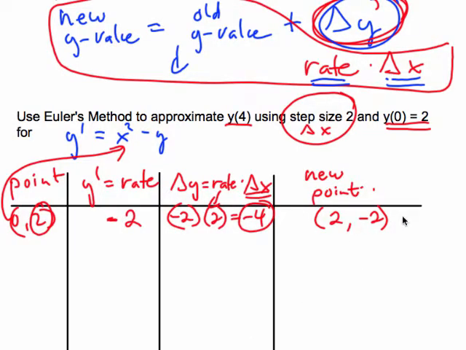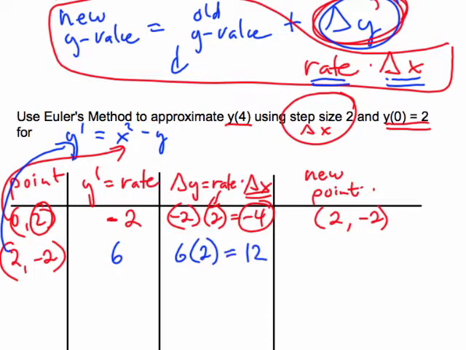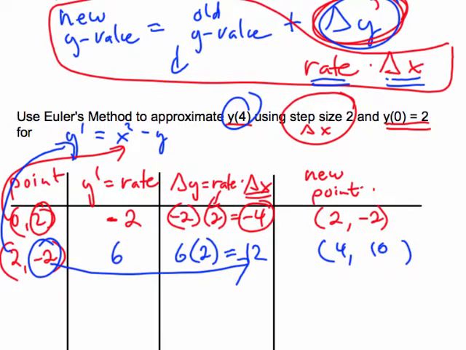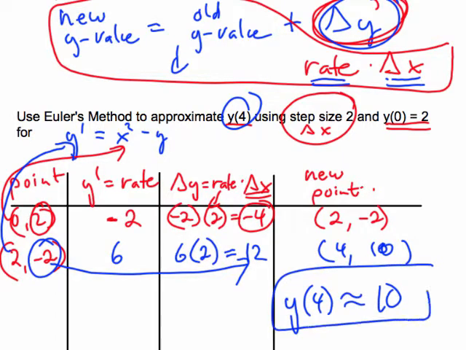Our new point then becomes our starting point for the next step in the process. If I plug (2, -2) into the derivative, I get 4 minus negative 2, so a rate of 6. I'm going to follow the rate of 6 for 2 units, so that's going to give me a total change in y of 12. And so my new estimate, which is going to be my final stopping point, because we're at 4 now, is 4, comma, the y value is changing by 12 units to 10. And so we're saying that y of 4 is approximately 10 using Euler's method, which is precisely what you see on our animation.